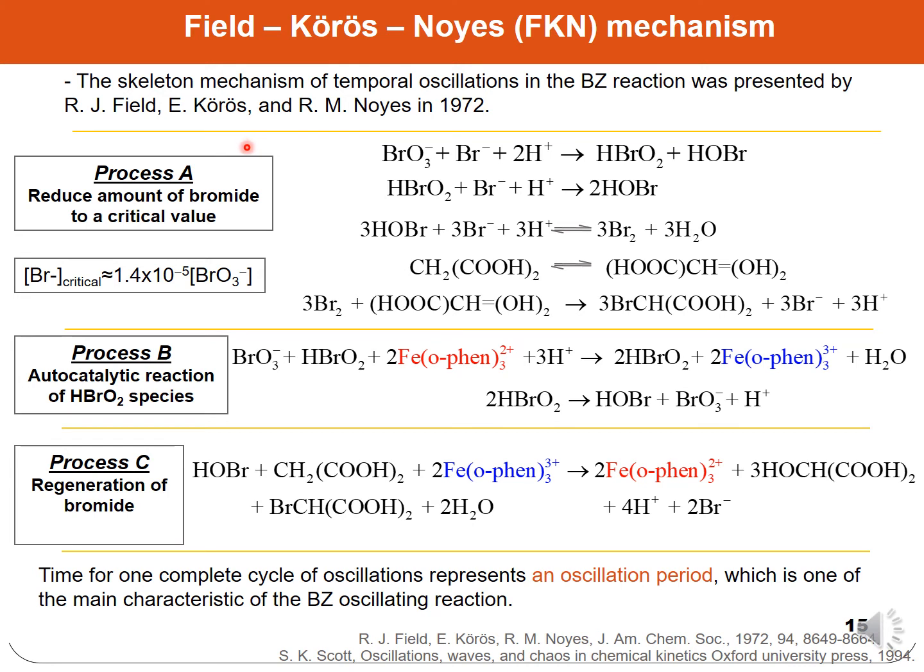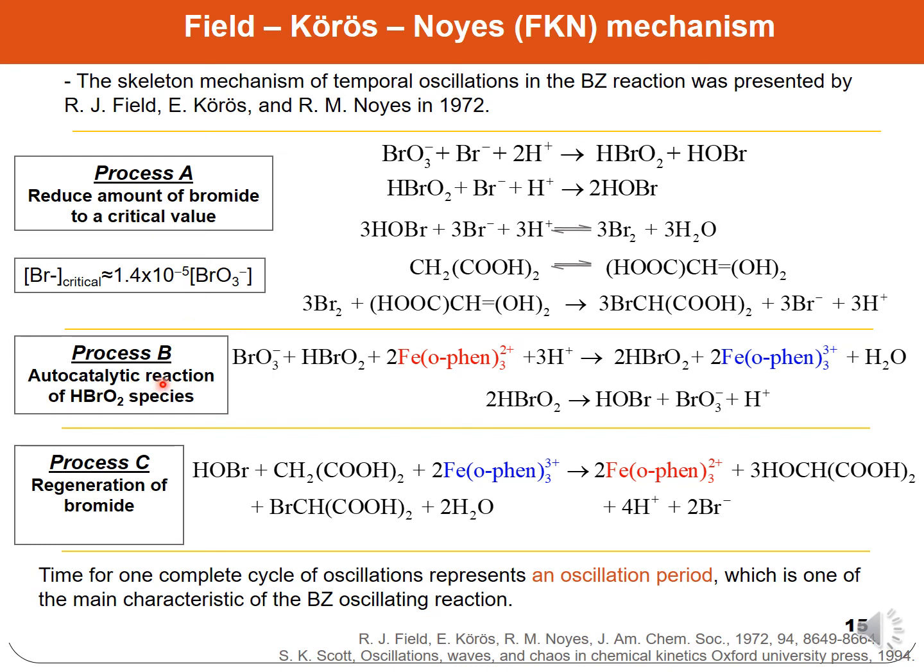The mechanism for describing the BZ oscillation is presented by Field, Körös and Noyes. They consist of three important processes. Process A is the process to reduce the amount of bromide, where the bromide critical concentration depends on the concentration of bromate. Then the process switches to process B, which is an autocatalytic reaction, followed by process C, regeneration of bromide, and then back to A again.